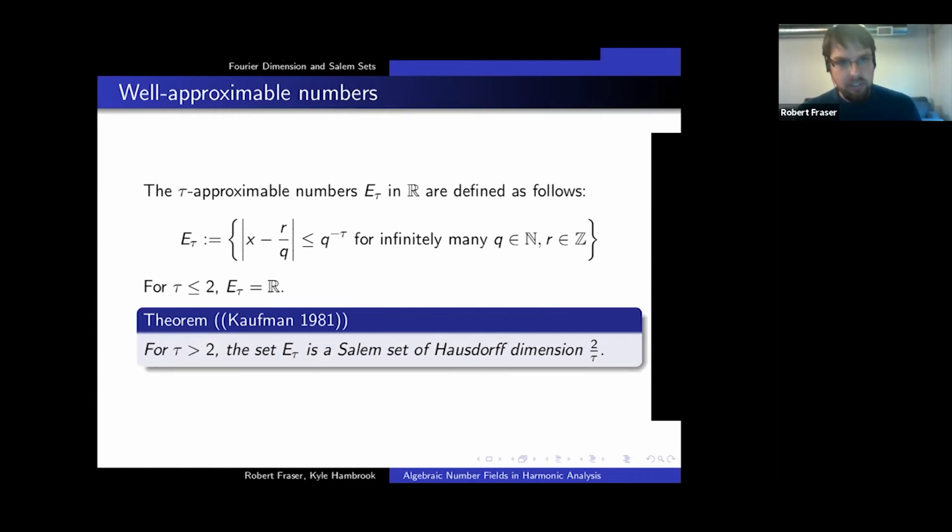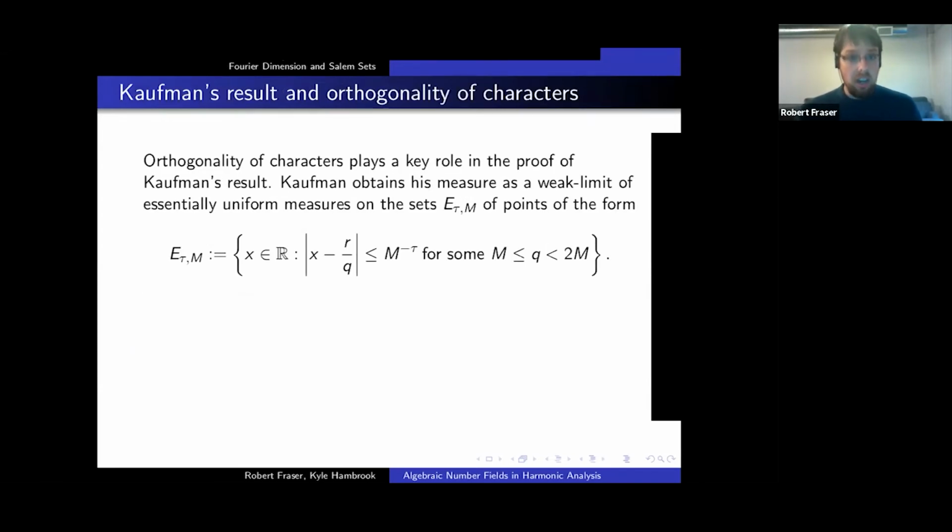So I'm just going to briefly outline one important step of Kaufmann's proof. Kaufmann uses the orthogonality of characters on the integers. Kaufmann obtains his measure as a weak limit of essentially uniform measures on sets E sub tau m, where you consider points x that are close to rational numbers whose denominator is close to m.